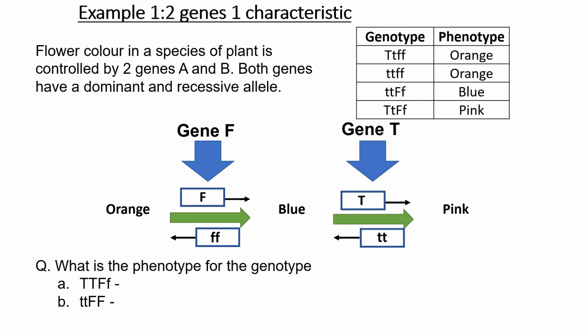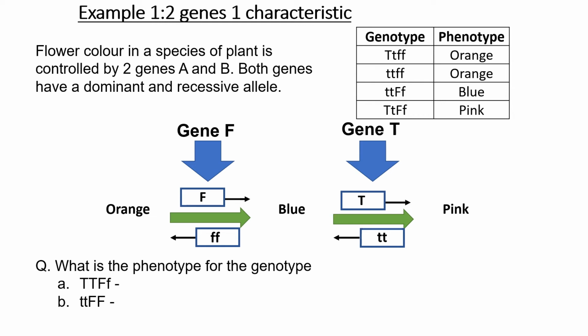Blue has the homozygous recessive genotype with little t's, which gives us blue, and if we've got a big T, it does indeed give us pink. So that all fits in with the genotypes and phenotypes that we have been given in this question. Now what we have to do is go back to the original question that we were asked and identify what are the phenotypes for the genotypes given.